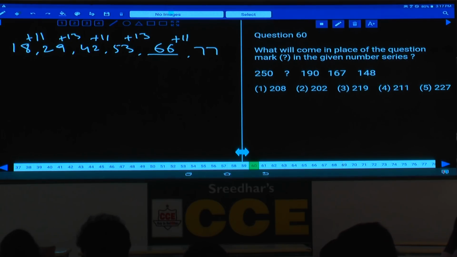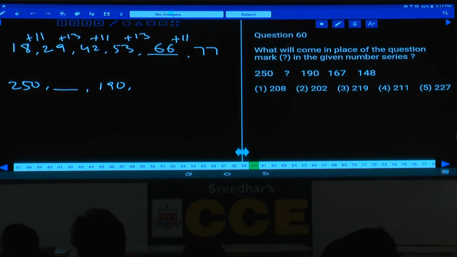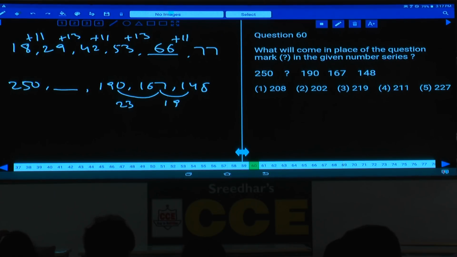Then question number 60. Now the numbers are again in the descending order. Now 250 and blank, 190, 167 and 148. And 148 and 167, what is the difference here? 19, 19. And 167 and 190, 23. 19, 23, what are these numbers? The numbers are prime numbers. And the next prime number is what? 29. And after 29, this must be 31. And 250 minus 31 is so much?